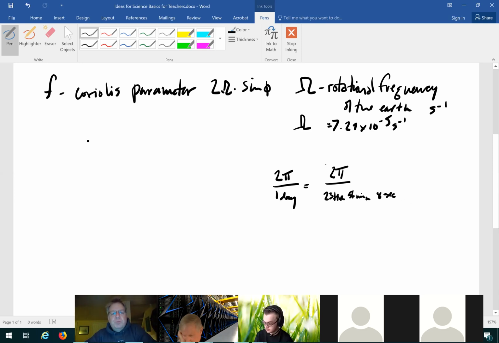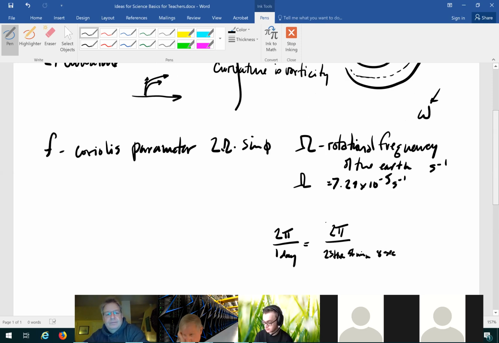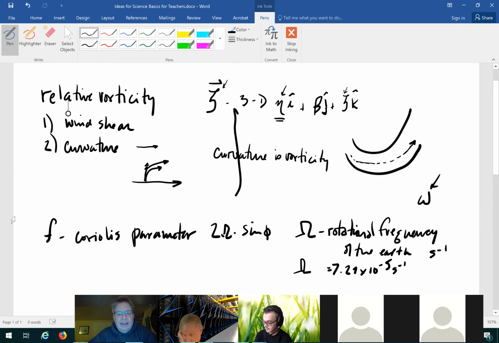So the Coriolis parameter is a sense of rotation. That's the beta effect. There is rotation. So when I take relative vorticity, not humidity, plus f, that gets me something we call absolute vorticity.